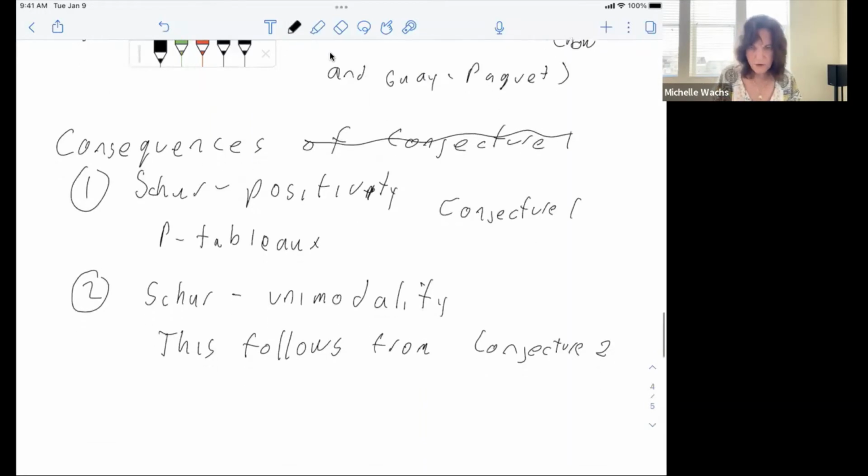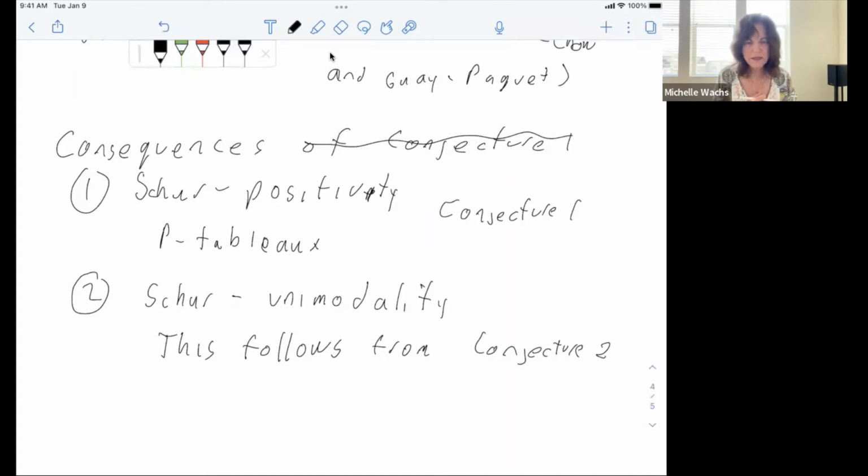So when we first were working on this, we knew that Schur positivity was true, but we didn't have a proof of Schur unimodality. We knew that it followed from conjecture 2 and the Hard-Lefschetz theorem. I don't want to go into the details on that, but that's how we get Schur unimodality, which now we know, since conjecture 2 is true.